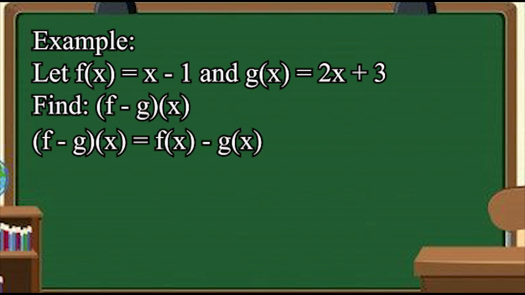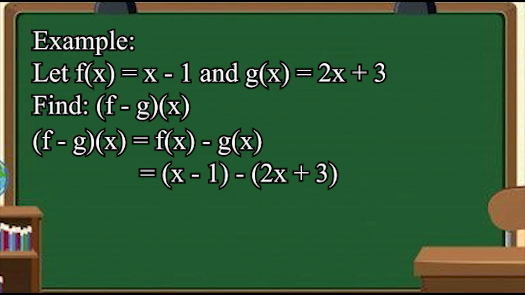In subtracting functions, we will enclose each function in the parentheses. So we have the quantity x minus 1 minus the quantity 2x plus 3. This is to separate the subtraction sign or minus sign from the second function and not to overlook it as the negative sign of 2x.